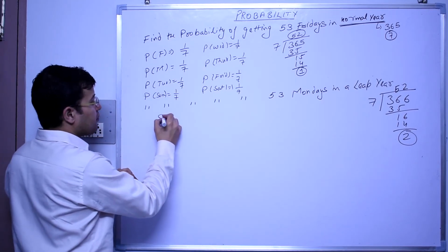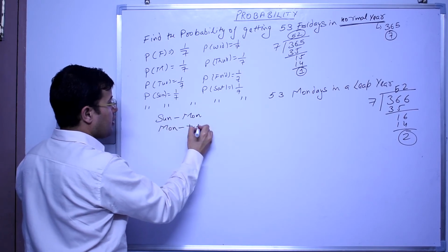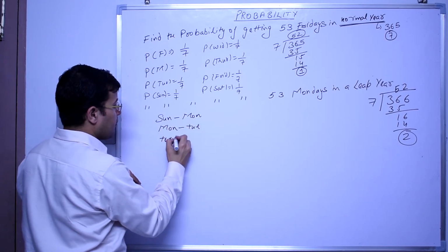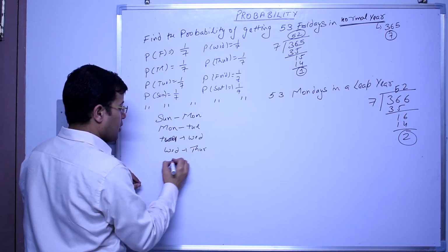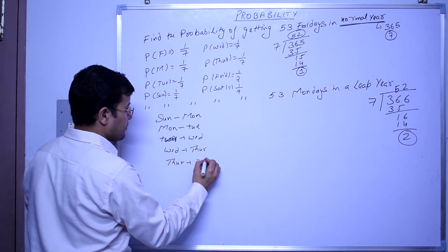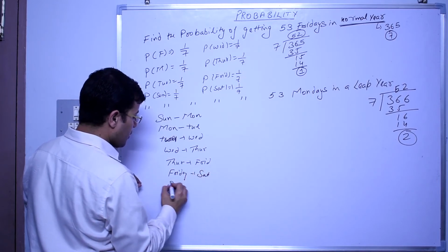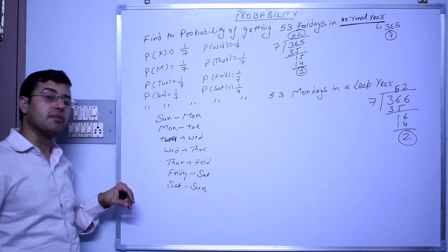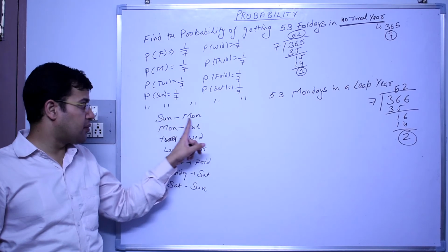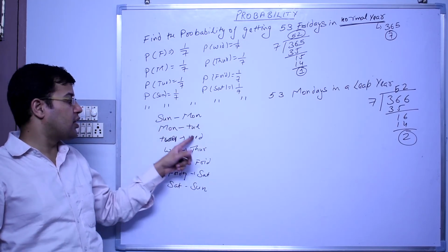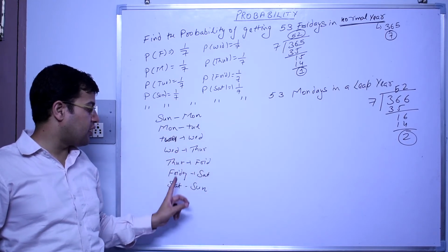So this can be a pair of Sunday, Monday, Monday and Tuesday, Tuesday and Wednesday, Wednesday and Thursday, Thursday and Friday, Friday or Saturday, Saturday or Sunday. So these are the possible cases, that these 2 days can be either Sunday, Monday, because they will always be consecutive. You cannot have a Sunday and a Wednesday. So Sunday, Monday, Monday, Tuesday, Tuesday, Wednesday, Wednesday, Thursday, Thursday, Friday, Friday, Saturday or Saturday, Sunday.